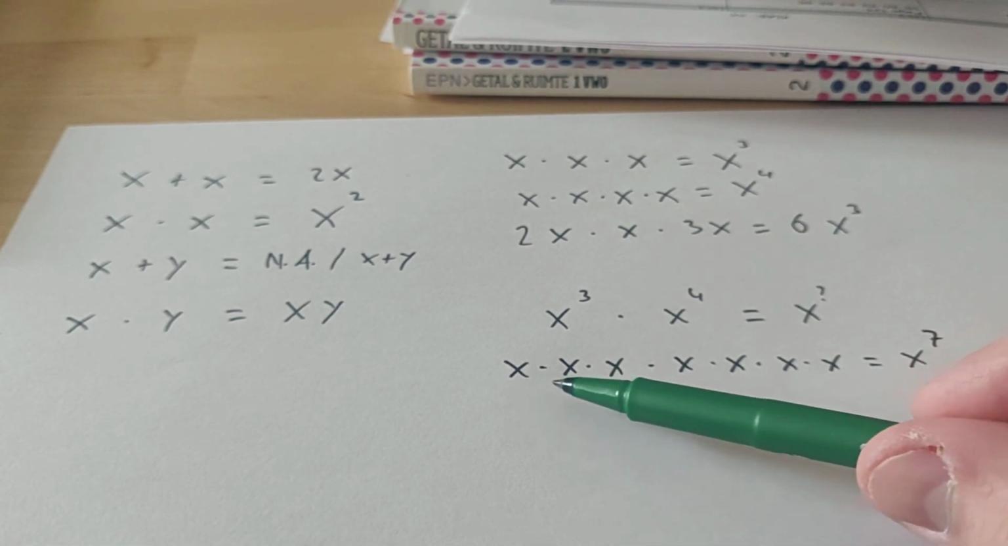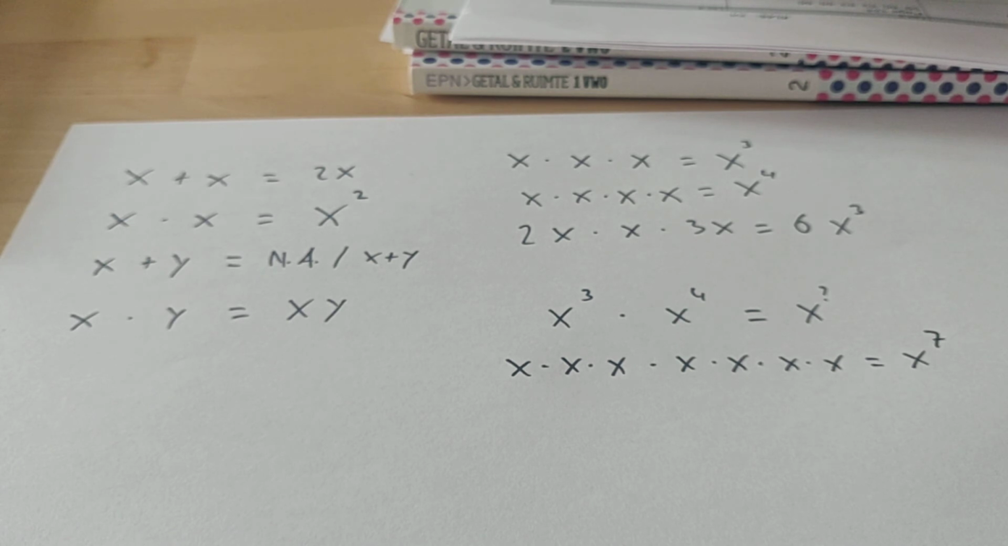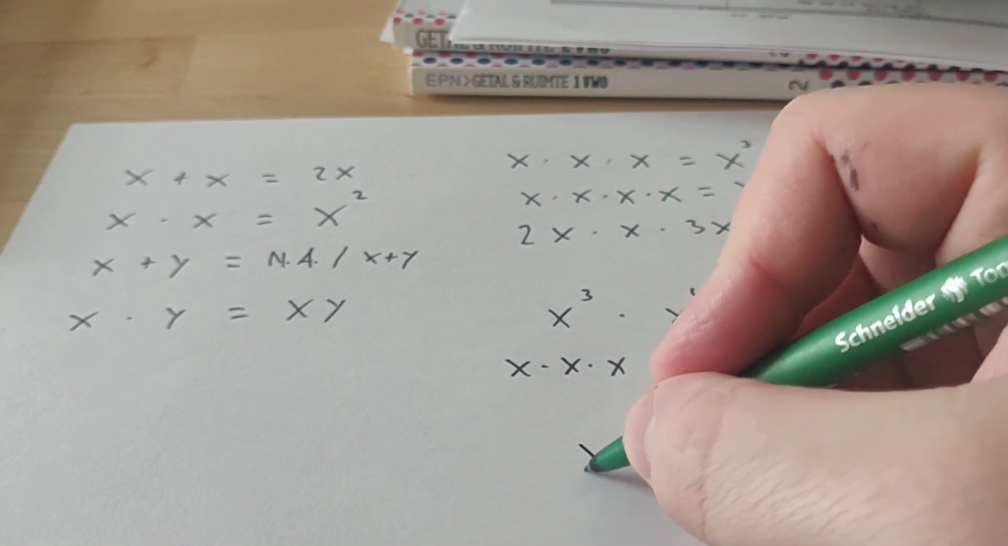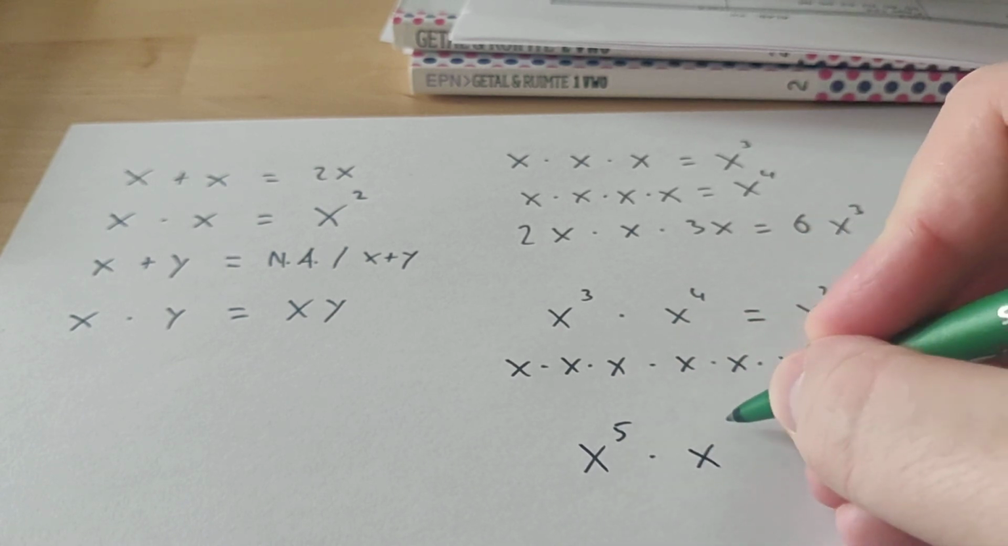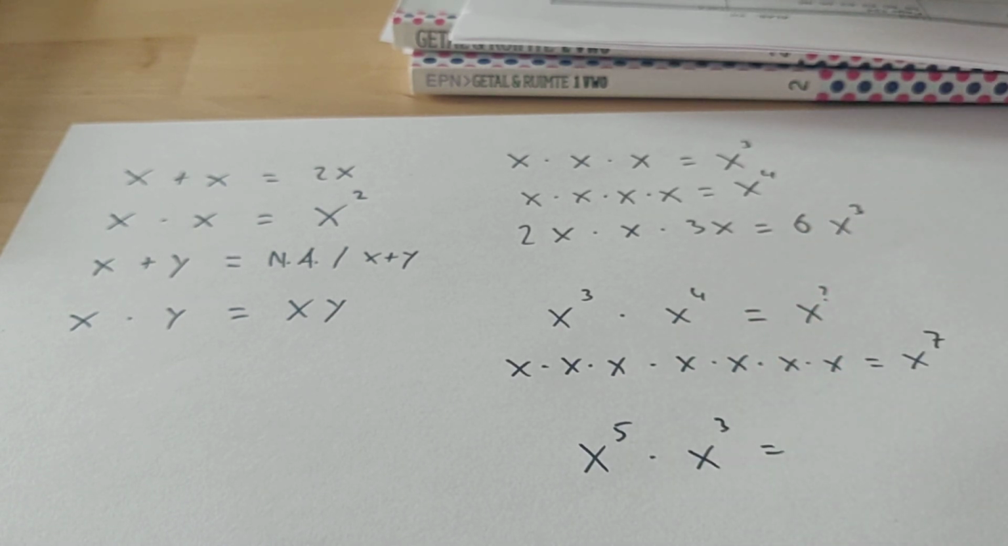Now you don't have to write this down every time you see an exercise. Now you can just immediately add these numbers. So for example, x to the power of 5 times x to the power of 3 will be x to the power of 8. Okay, so I'm going to make another video about this.